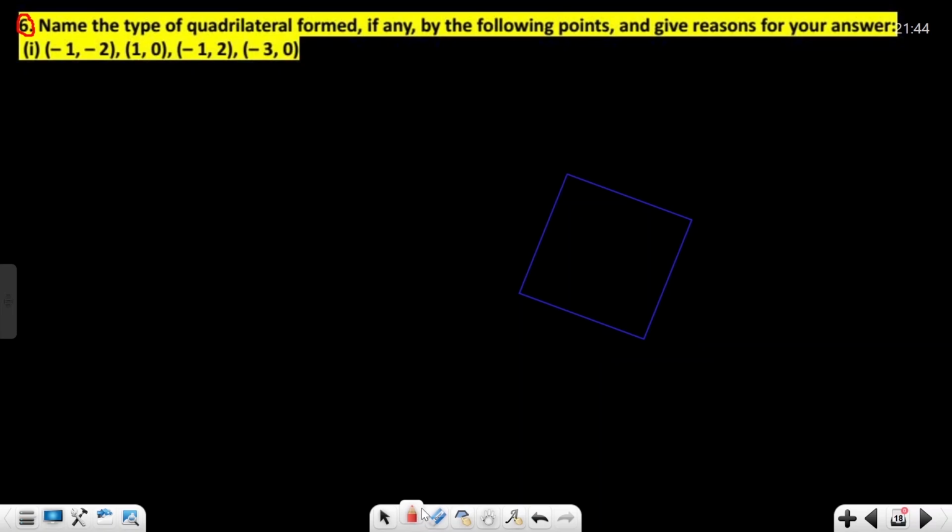And we give here coordinate A, coordinate B, coordinate C, and coordinate D. So the coordinate of vertex A is (-1, -2). B is (1, 0). C is (-1, 2). And D is (-3, 0). How do we identify what kind of quadrilateral it is? So we need to find the side distances.